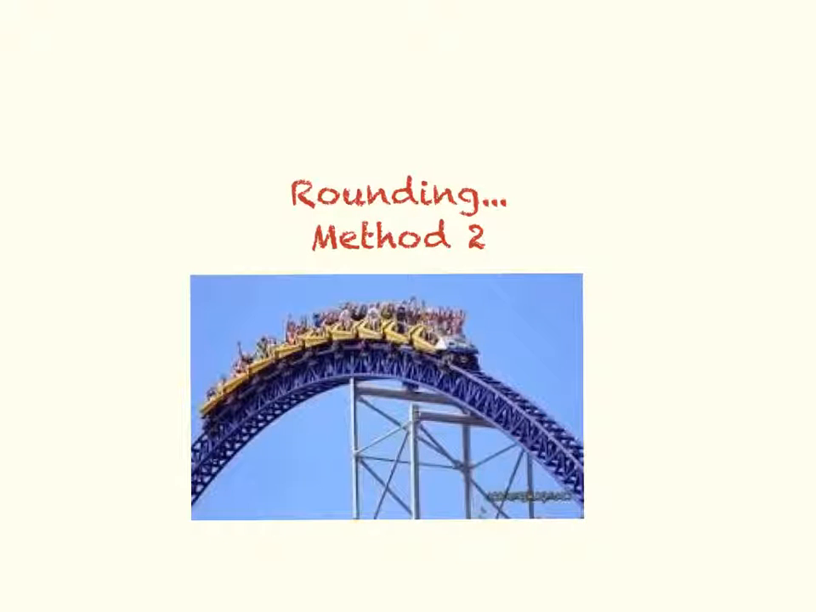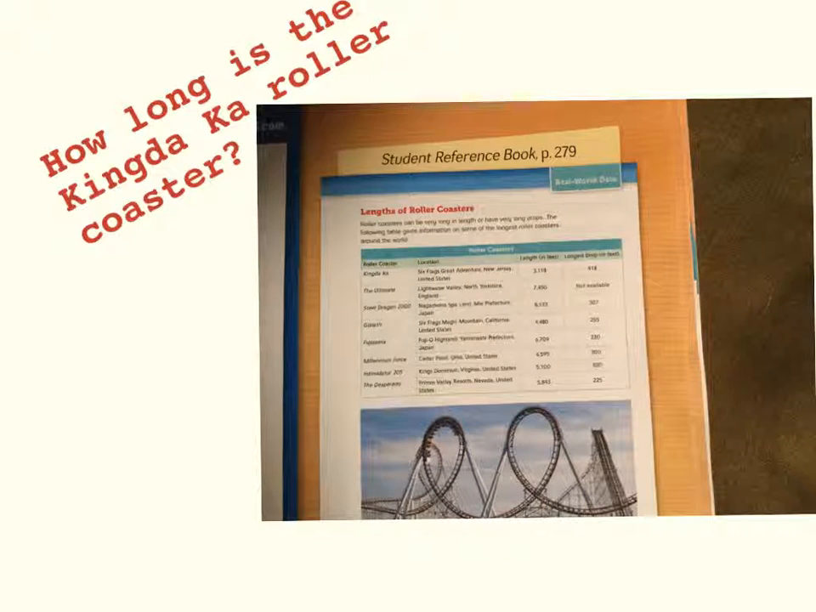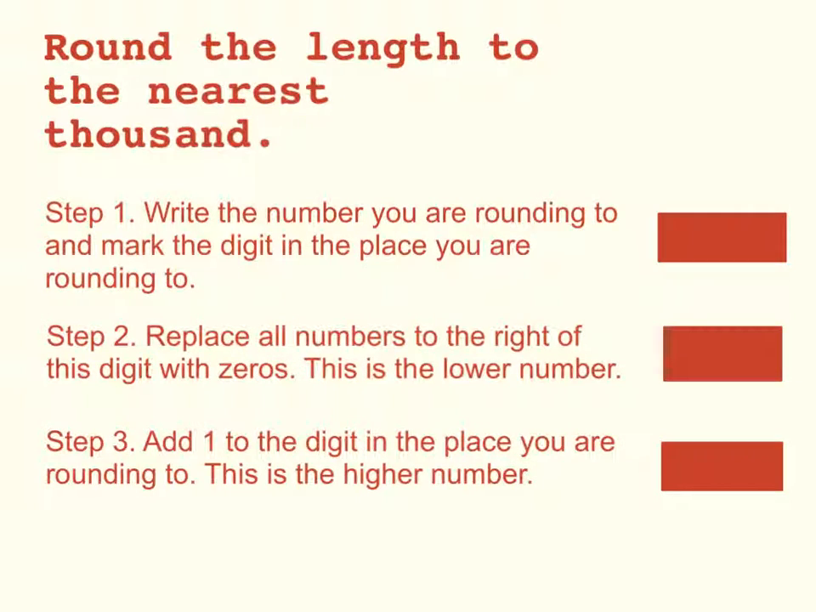Rounding, Method 2. For this method, we're going to be looking at the length of the Kingda Ka roller coaster. If you look at your student reference book on page 279, we need to answer the question, how long is the Kingda Ka roller coaster? You will see that it is 3,118 feet. For this method, we want to round the length to the nearest thousand.